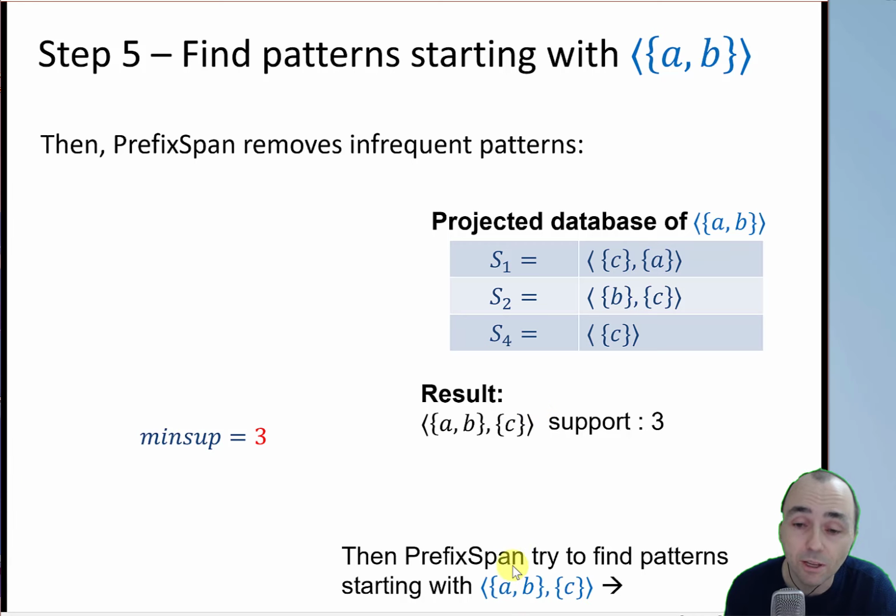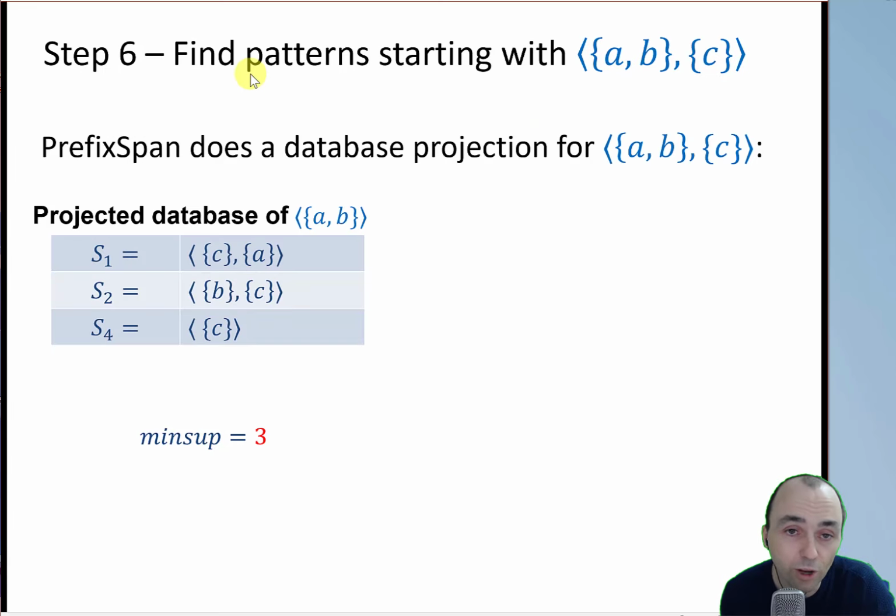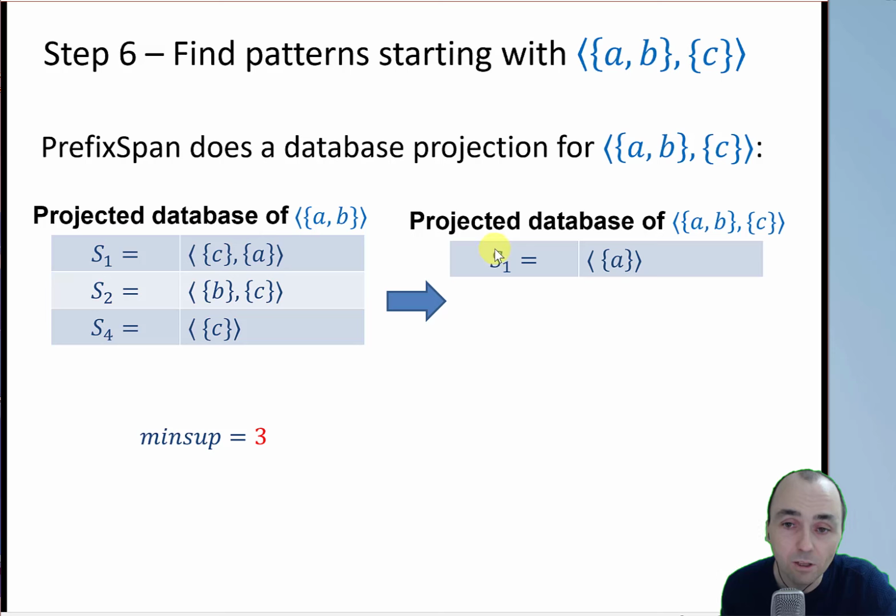We'll try to find the patterns that start with A, B followed by C. Okay. So let's have a look if we can find some more patterns. So now we try to find the patterns starting with A, B followed by C. So to do this, first, again, we do a database projection. So we have the projected database of A, B. We do a projection. So we look at the first C in each sequence, so AB followed by C, and we delete everything before. So only this will be left.